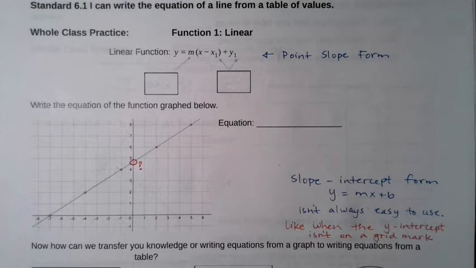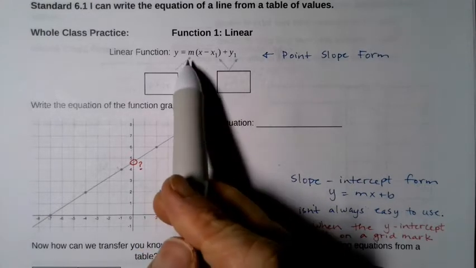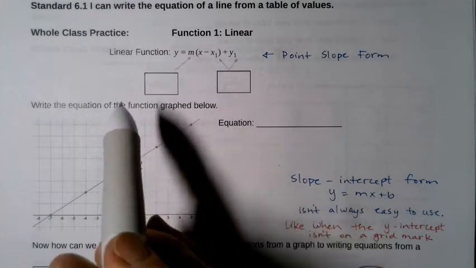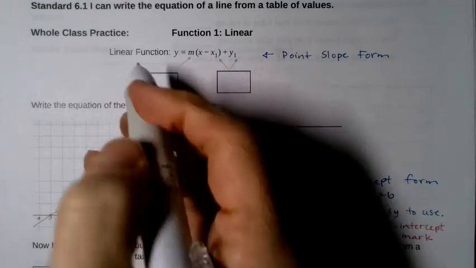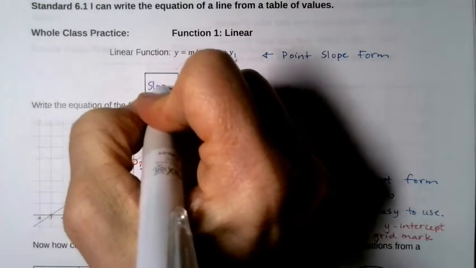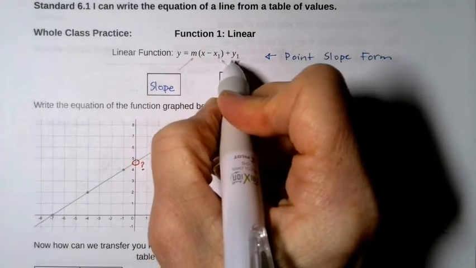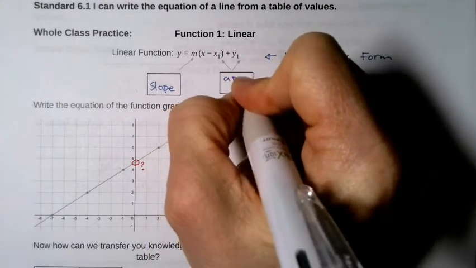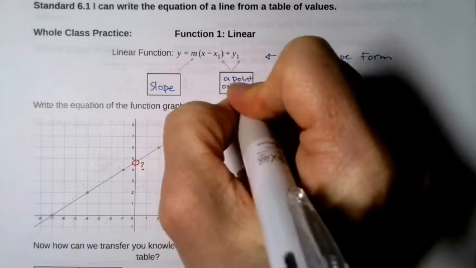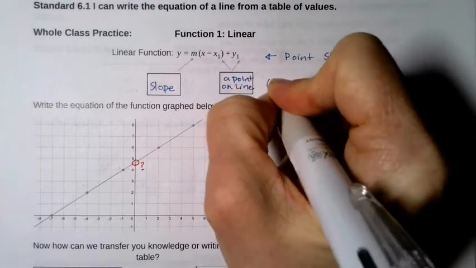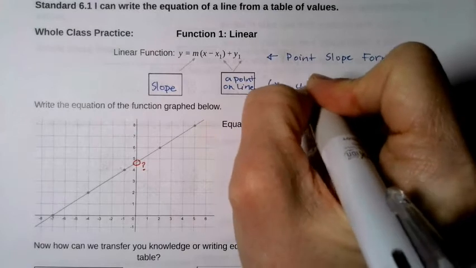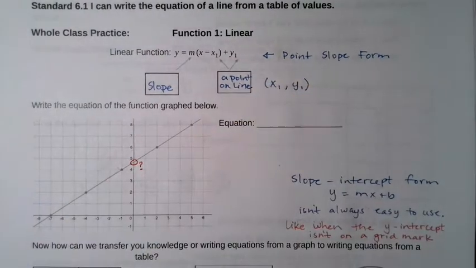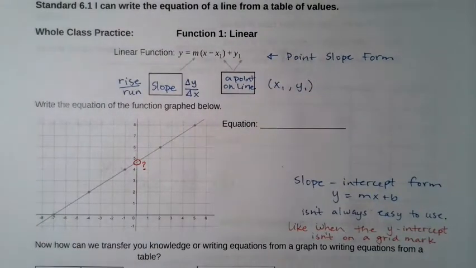Let's review the parts of point-slope form. We have m, which no matter what type of function we're talking about, is our slope. And we have x1, y1, which is a point on the line. That will look like x1, y1 as an ordered pair. Remember that slope is the change in y over the change in x, or rise over run.